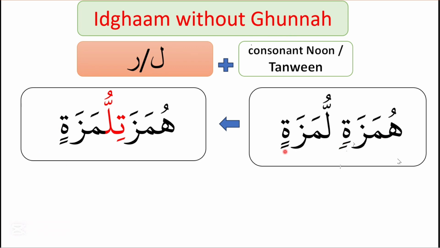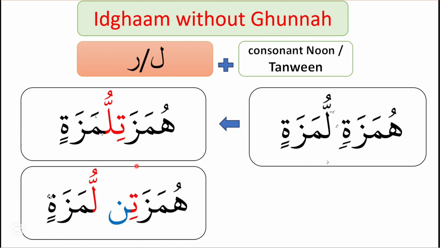Just delete the tanween and pronounce everything else. So this is ta with kasra, the letter ta marbuta, and after it lam with shadda. No tanween. Just delete the tanween and pronounce everything else. Below is what you should not say: don't say homazatin lomaza. No. Homazatil lomaza. Okay, so that's all about this rule, idgham without ghunna.